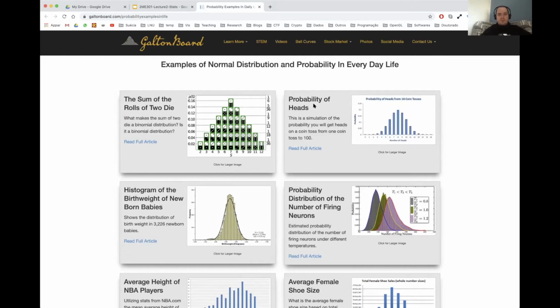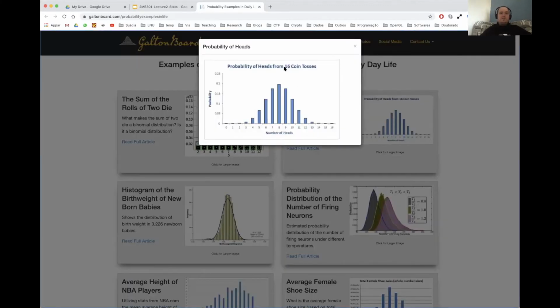So for example, this is one very simple, very common example, which is the probability of heads. This is a simulation of the probability you would get heads on a coin toss from 1 coin toss to 100. In this case it's 16 coin tosses. If you just throw a coin 16 times, then there are different probabilities for how many heads you will get in these 16 coin tosses, right?